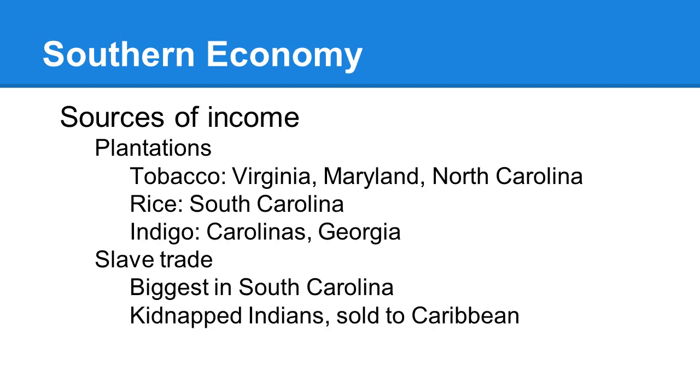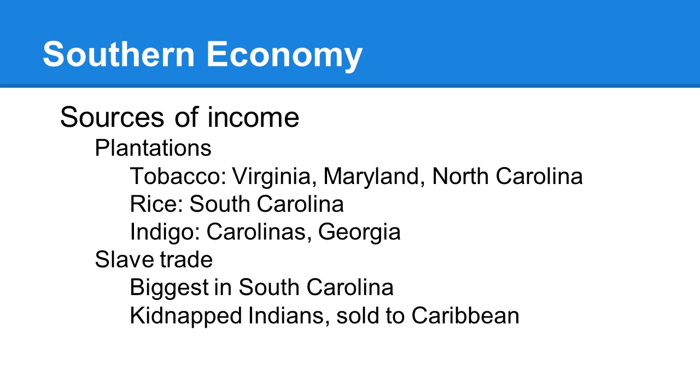The South, of course, is going to get its major income through crops. And this is where early 1700s you start to see the really big plantations. So let's look at what's growing where. You got tobacco in Virginia, Maryland, and North Carolina, rice in South Carolina, indigo in both Carolinas and in Georgia. And of course, in all these places except for Georgia, you do have a slave trade going on. South Carolina being the one who had the most slaves coming and going.